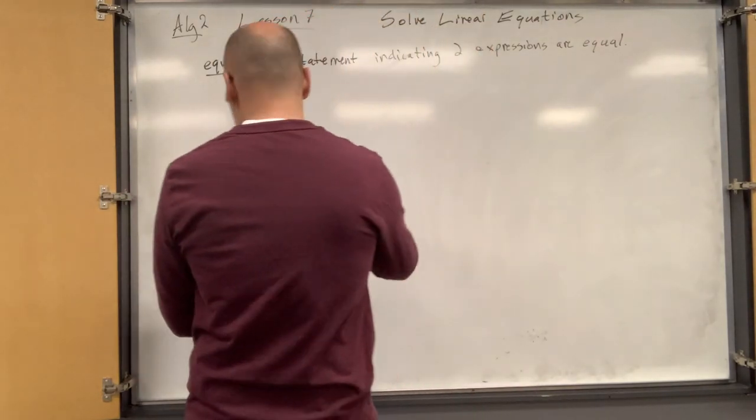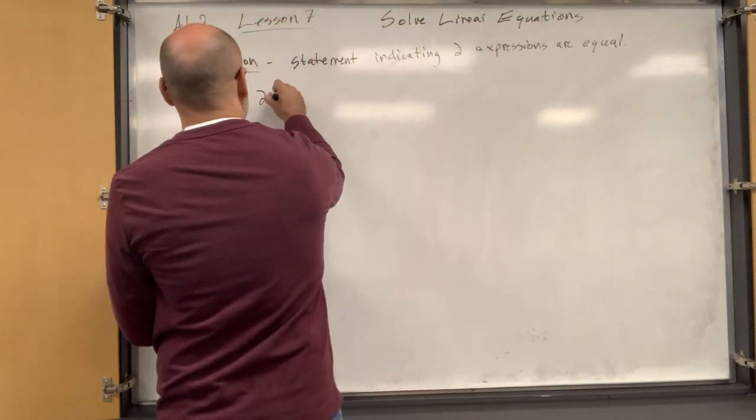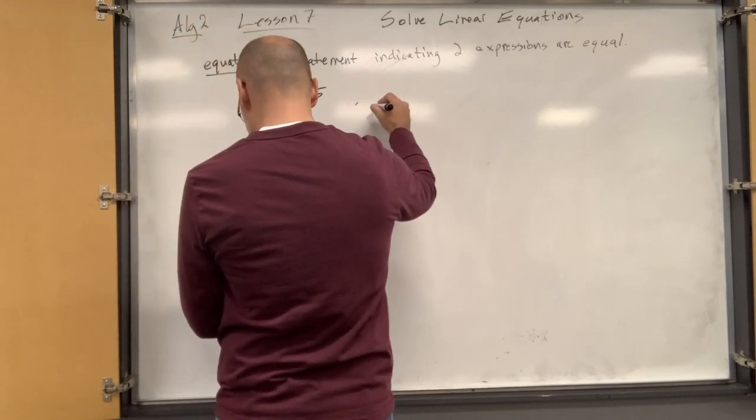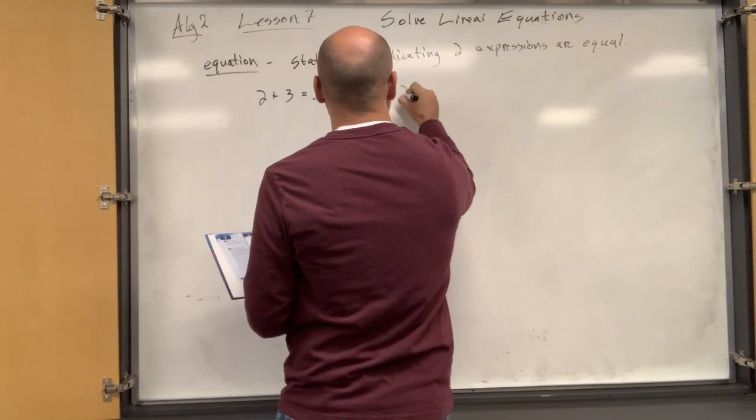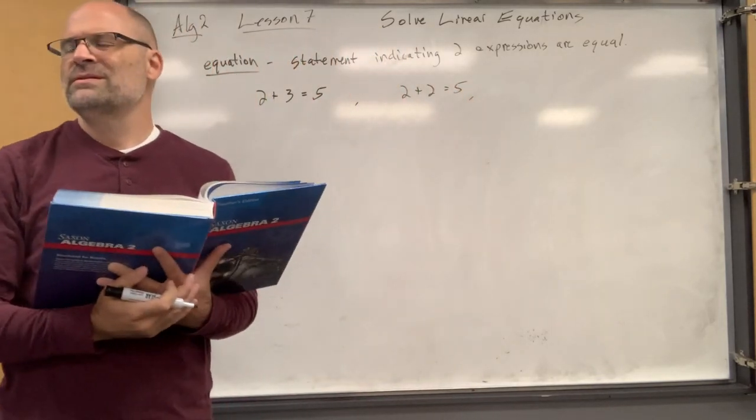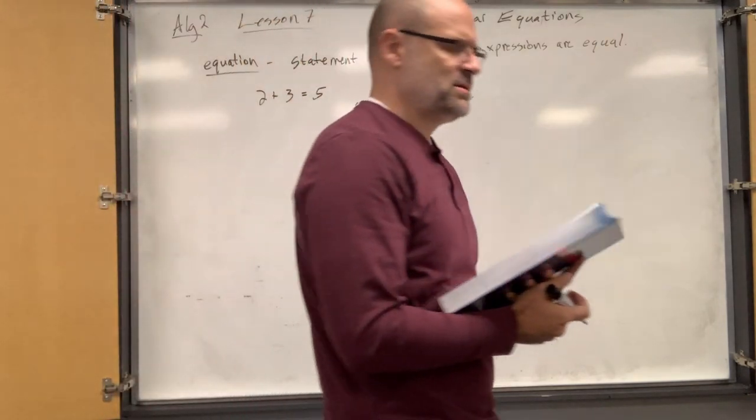So it doesn't have to be true. 2 plus 3 is 5, that's true. These are still equations. 2 plus 2 equals 5, that's an equation. It's a false equation, but it's an equation.